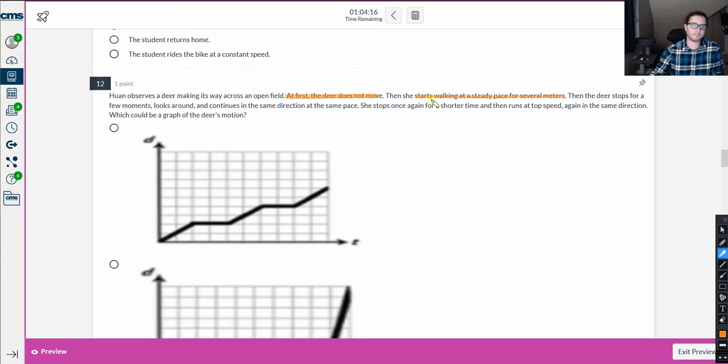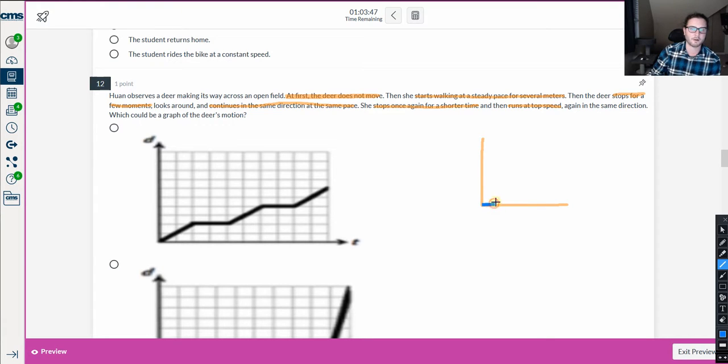Then it stops again. So it stops for a few moments, looks around. We don't really need that information. And then it continues in the same direction at the same pace, then stops again for a short time, and then takes off running. So if I were to graph this myself, I would say that at first, the deer is just not moving at all. Like that, it should be kind of a flat line at first.